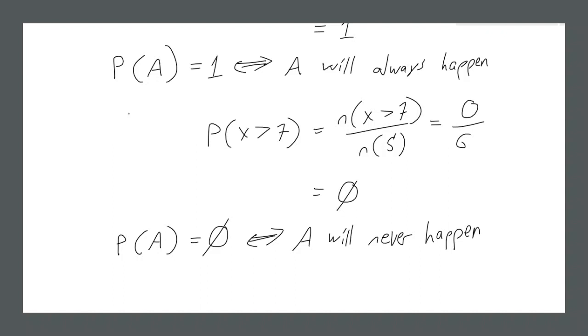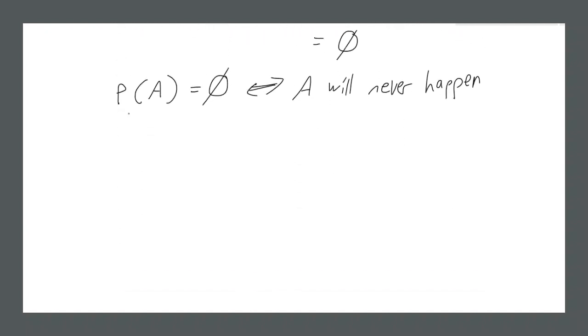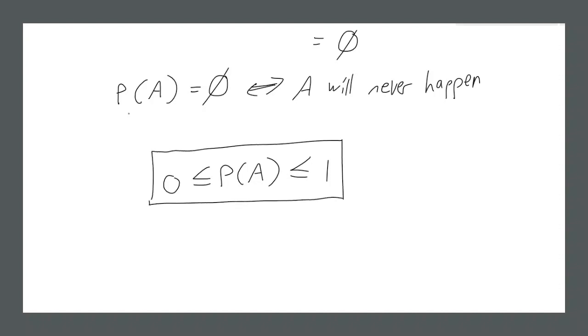Now, something cannot be more likely than always happening, nor can something be less likely than never happening. So, if something always happening is a probability of 1, and that's our maximum, and something never happening is a probability of 0, and that's our minimum, what that tells you is that the probability of A will always be between 0 and 1.